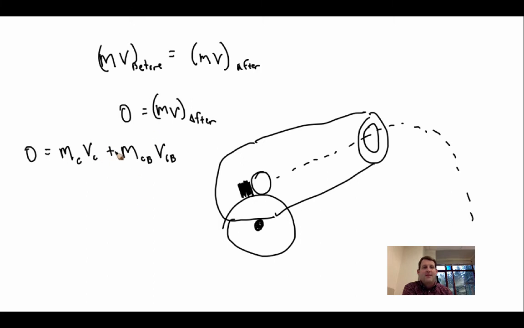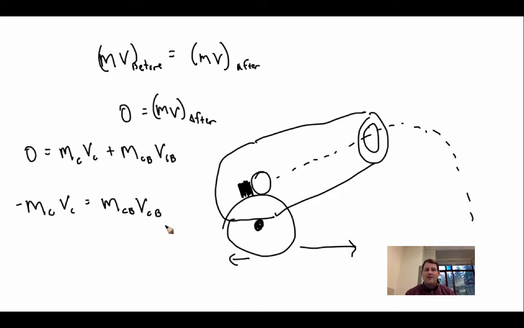Now we can see if we do this, we just subtract this from this side, and we can say that the mass of the cannon, negative mass, is equal to the mass of the cannonball times the velocity of the cannonball. So conservation of momentum tells us that the momentum of the cannonball has to be equal to the momentum of the cannon, but opposite in direction. So the cannon is going to fly back this way, and the ball is going to fly forward that way.